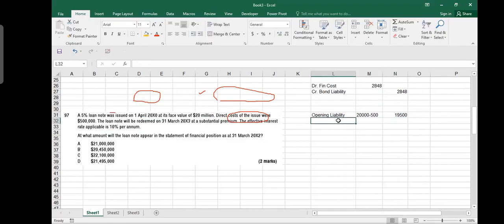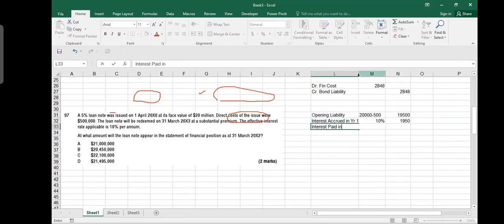Then you pay interest. So year 1, interest. And a substantial premium, we don't know how much that premium is. Interest expense is 10%, so you have here 19.5 million into 10%, so it is 1950. And then you are paying some interest. It says that it is a 5% loan note. So let me call it interest accrued. Let's use the proper word: we call it interest accrued in year 1. And then you have interest paid.